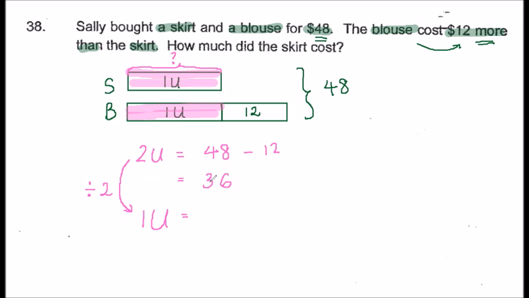So 1 unit will be again the same thing. We take 36 divided by 2. We have 18. Okay. And of course, how much did the skirt cost? The skirt cost $18. Is that okay?